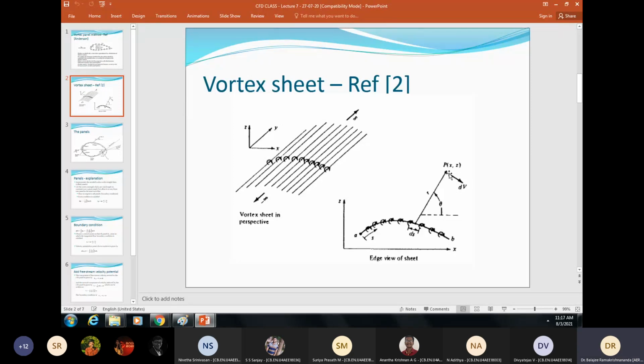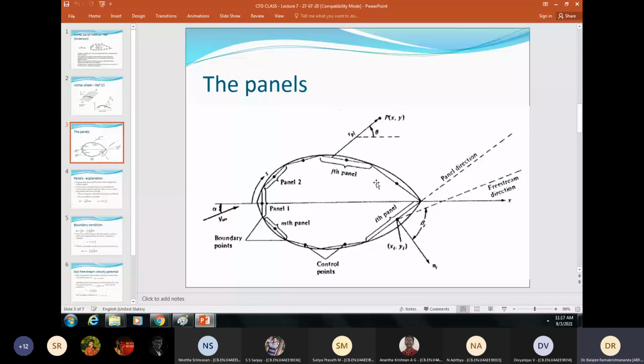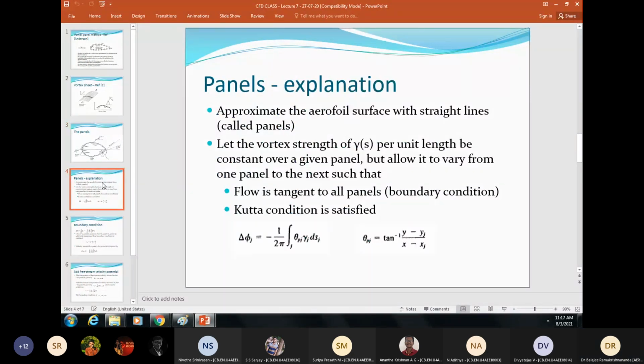dV is the velocity induced due to each one of these vortices and the free stream. The airfoil surface is divided into several panels here, just straight lines. Then the Kutta condition is satisfied, and the del phi due to each one is given here. How to calculate theta is given here.